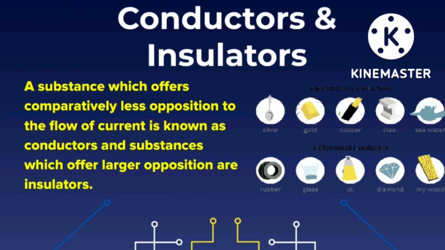Alright, so let's see now what are conductors and insulators. So conductors, as we discussed before, have more free electrons, which allow the electric current to pass through them more freely than the others, whereas insulators offer more opposition to the electric current, stopping it and not allowing it to go through. So conductors and insulators are quite contrary. Conductors conduct electricity whereas insulators do not.